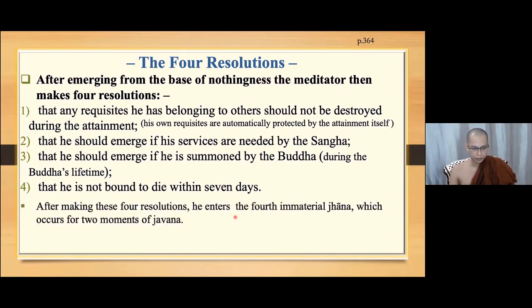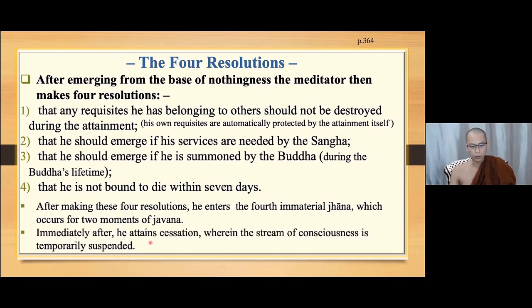After making the four resolutions, once the resolutions are done, he enters the four jhanas. It means that before entering the fourth immaterial jhana, after the third immaterial jhana, between these two processes he makes this resolution. Then he enters the jhanas, followed by the Nirodha and the statement of the Nirodha. After that, he attains cessation.